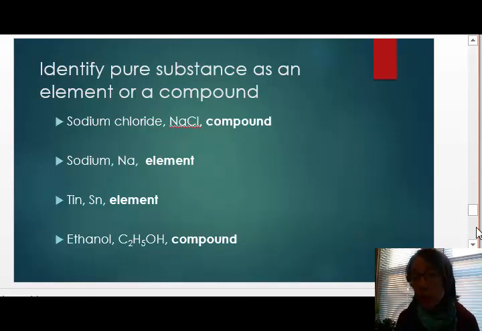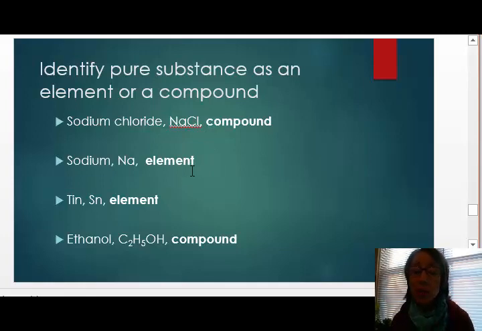The easiest way to answer this is to look on the periodic table. If a name is not on the periodic table, the substance is not an element. Sodium chloride is a compound made of sodium and chloride, also known as table salt.